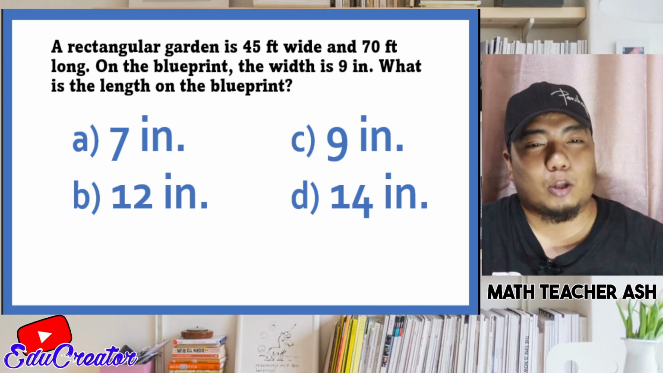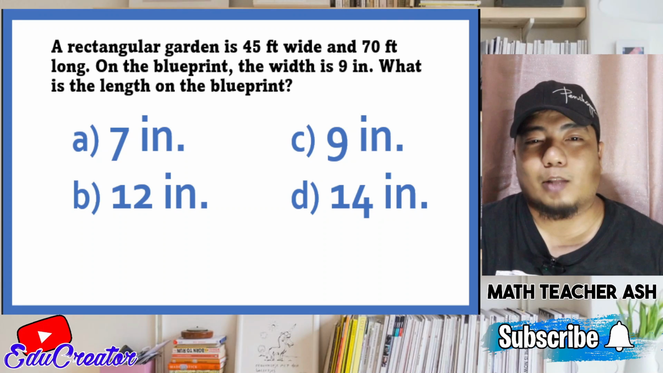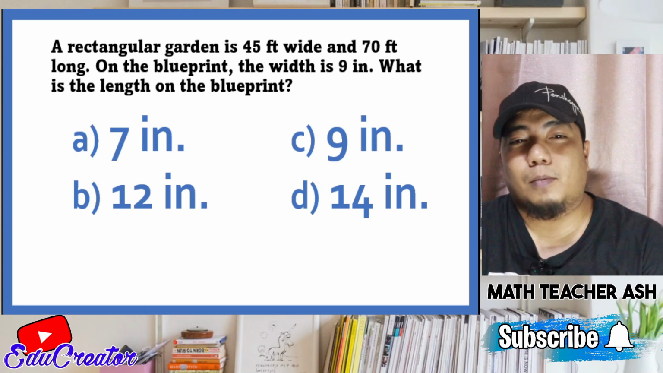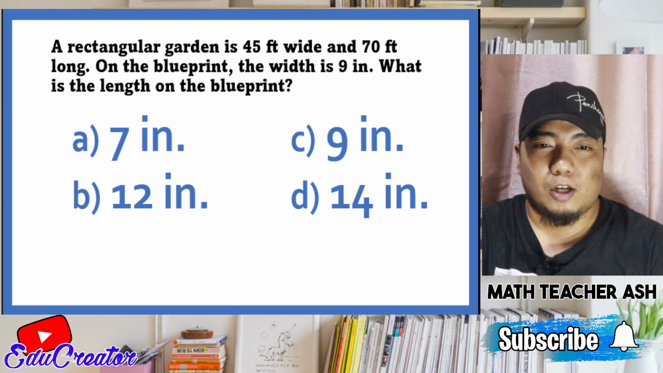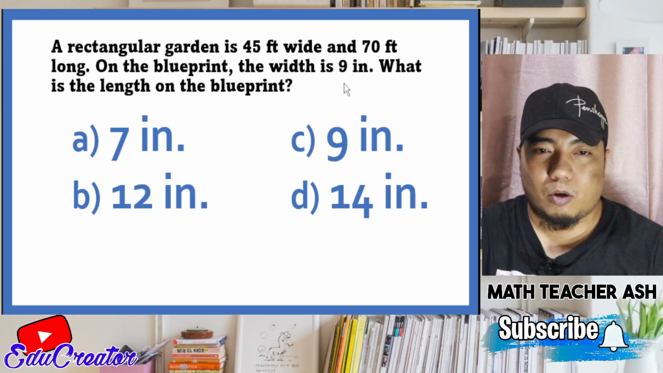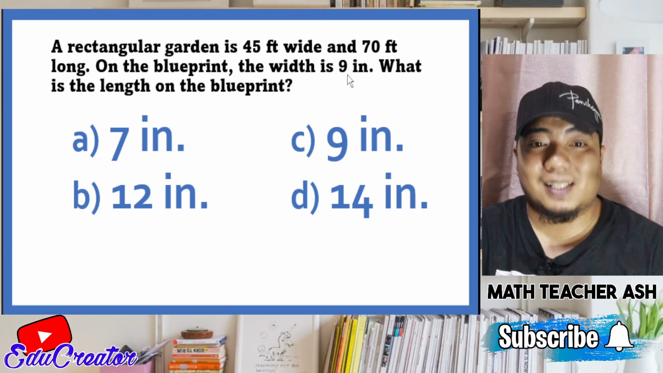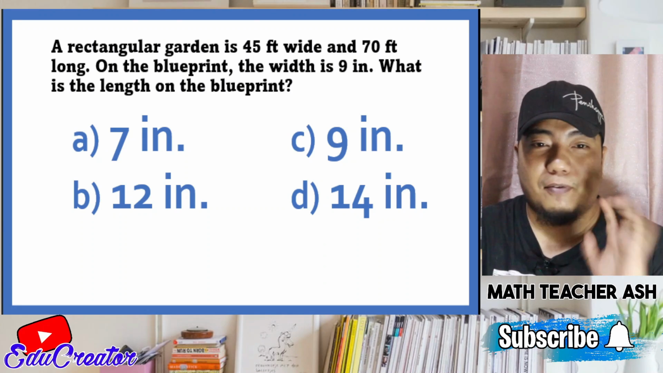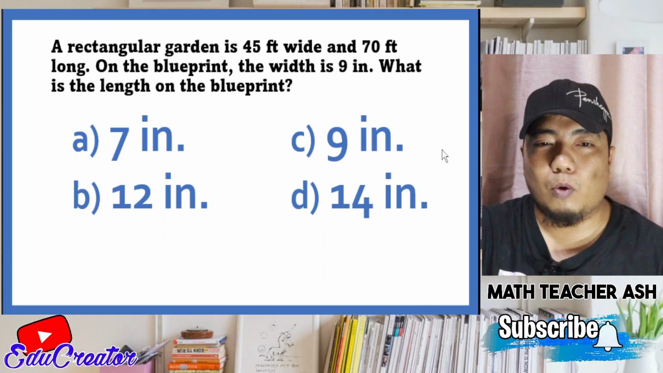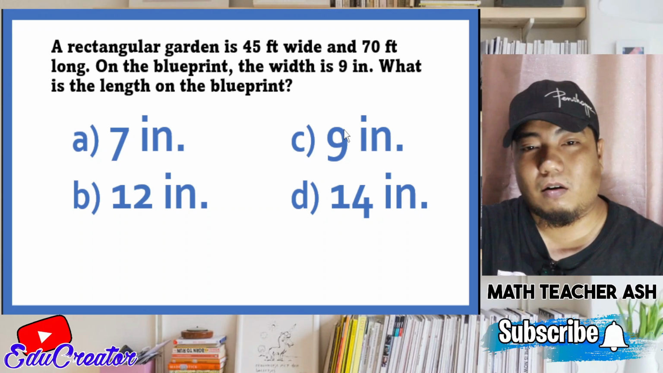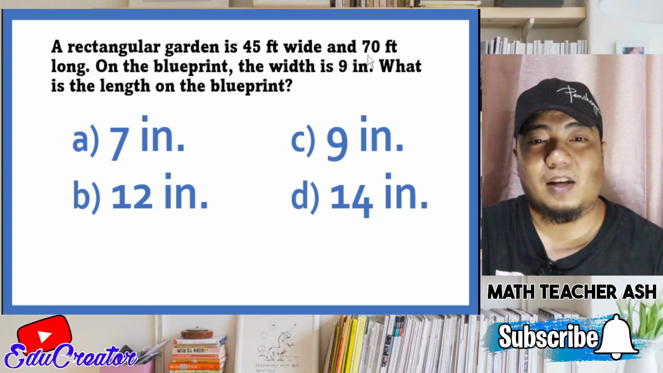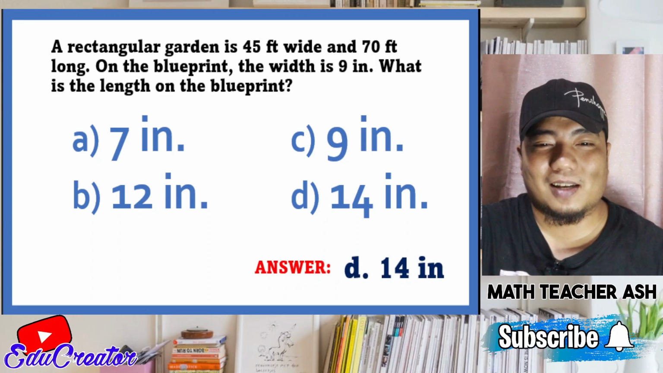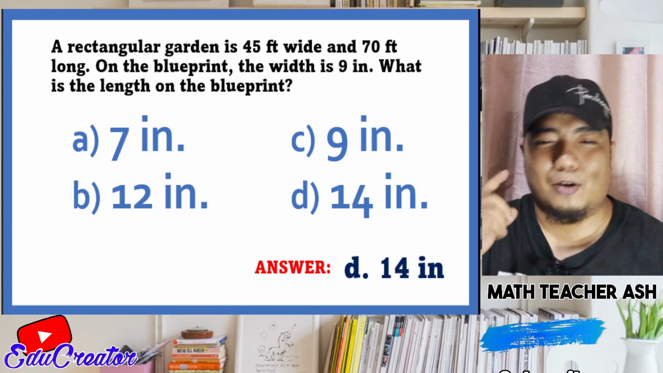So, my dear math learners, the actual and the blueprint are being compared here. In the actual, we have 45 is to 70: 45 for width, 70 for length. In the blueprint, it says 9 inches for the width. Now, the 45 becomes 9. So what happened to 45? Why did it become 9? Basically, it is divided by 5. That is also what we will do in order to know the length on the blueprint. So 70 divided by 5 is 14. Letter D. Let's check. All right, my dear math learners, we are correct.